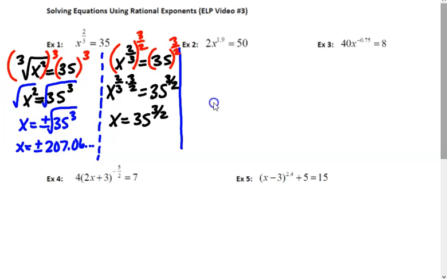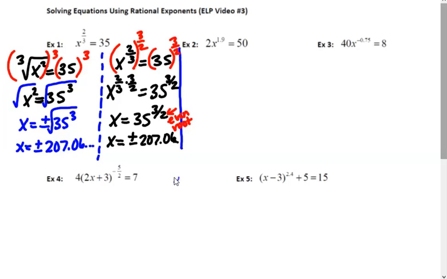And think about 35 to the 3/2. It means I'm cubing it, then I'm taking the square root. Well, isn't that what I just did here? I cubed it right here, then I took the square root. But since I am doing an even root here, I need to remember plus or minus. So x is equal to plus or minus 207.06. It's an even root. So when I apply an even root to both sides of the equation, I have to remember that there are two possible solutions.